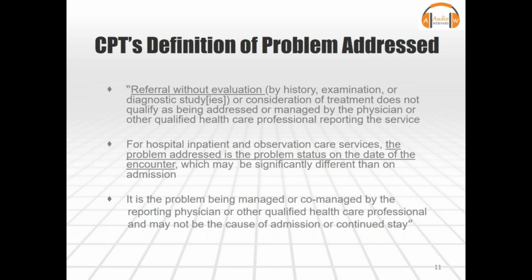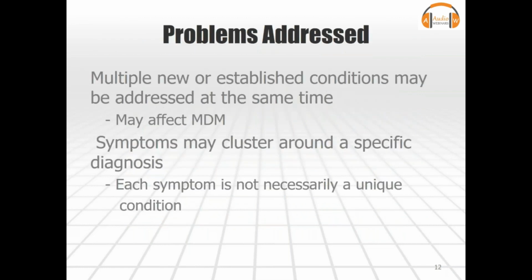So is the problem being managed or co-managed by that professional that's reporting this service? If I am a patient that is going to my primary care doctor and I have asthma, and he's saying I have an acute exacerbation of my asthma, and he's treating that asthma, even though I may also be seeing a pulmonologist, he's addressing the problem of asthma today. And so therefore, he could take credit for that because he's meeting that requirement of problem addressed. Now, we know we may have multiple problems.